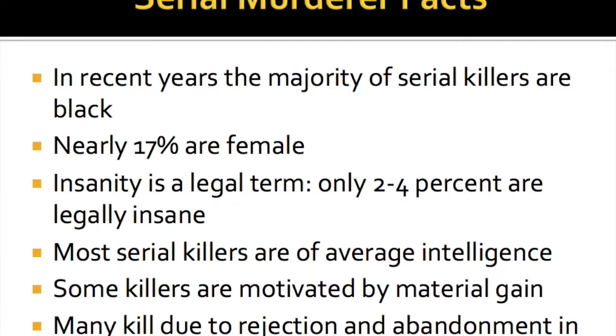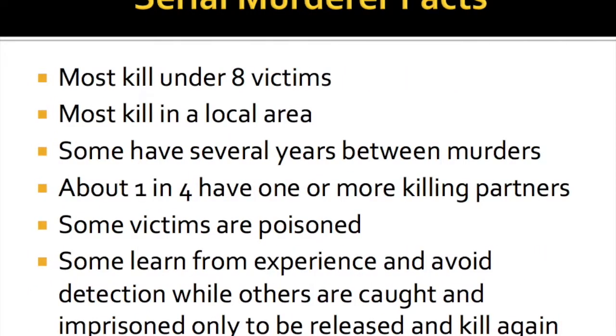Most serial killers are of average intelligence. Some are motivated by material gain. Some feel like they're less worthy because they don't have things, and they get jealous, and it turns into hate. Many kill due to rejection and abandonment in childhood, and so a lot of them have those levels of development that they did not get in their younger years.